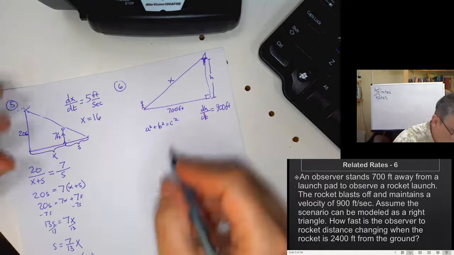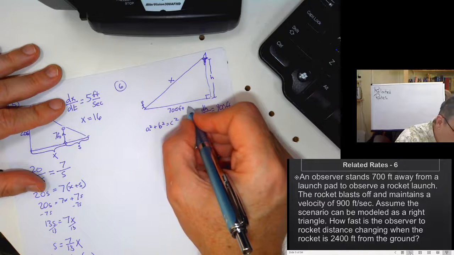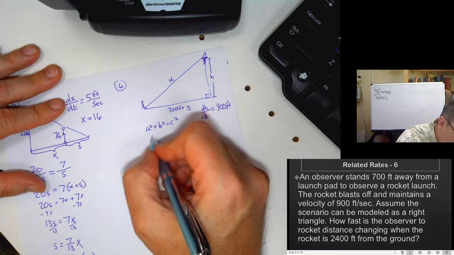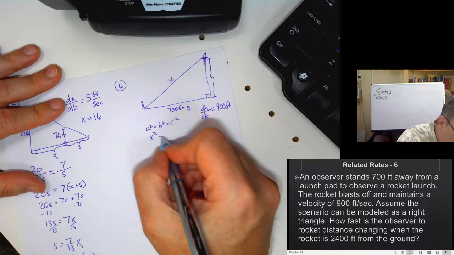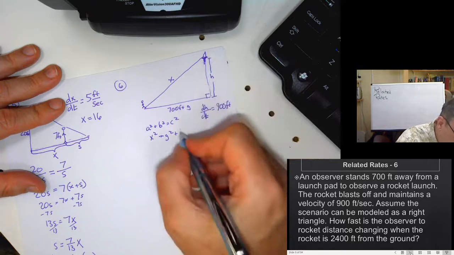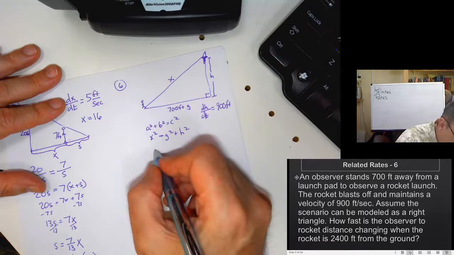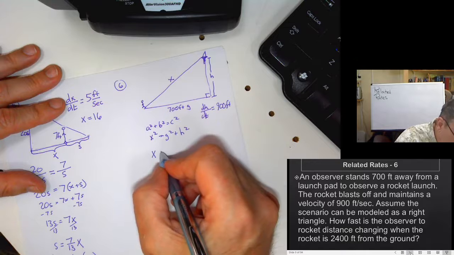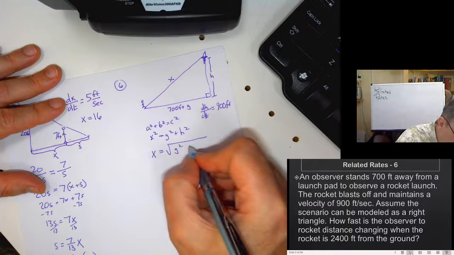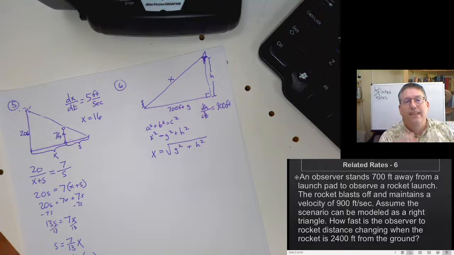And in this case, let's call this g for on the ground, okay? So in this case, we are going to be able to say that x squared, that's that, equals g squared, that's that leg, plus h squared, that's that leg, right? Okay. Now we're going to take the square root of both sides, so we get x by itself because that's what we want. x equals the square root of g squared plus h squared. Okay, so g squared is a constant. It's not changing.